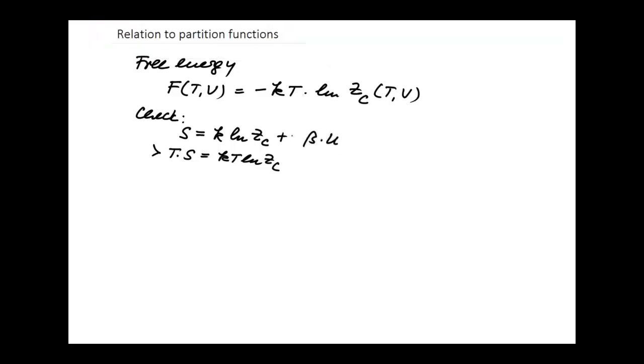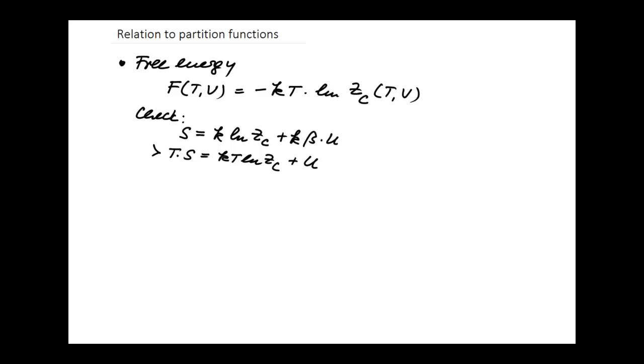I forgot a Boltzmann constant here. When I multiply this by T, then I have kT times beta, this is 1, so I have plus internal energy. Now you see immediately when you move the Ts on the right hand side, then you have U minus Ts, and you move the kT log partition function to the left hand side, so you have the free energy is minus kT log of the canonical partition function.